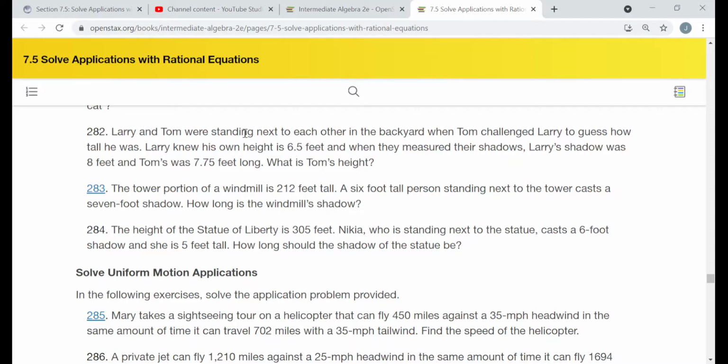So Larry and Tom were standing next to each other in the backyard when Tom challenged Larry to guess how tall he was. Interesting challenge. Larry knew his own height was 6.5 feet. And when they measured their shadows, Larry's shadow was 8 feet and Tom's was 7.75 feet long. So what is Tom's height? This is very similar to the dog and cat question. Just one question to go.